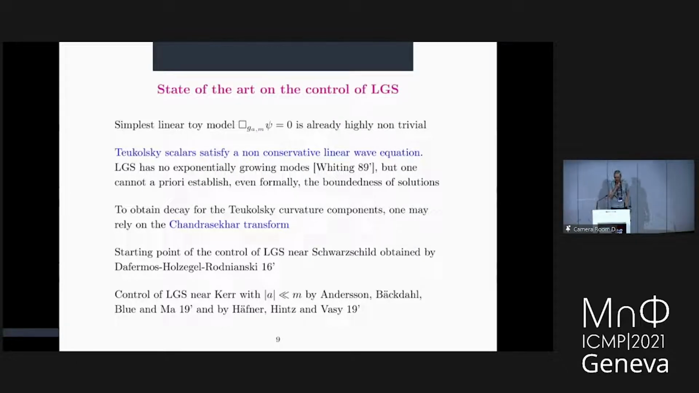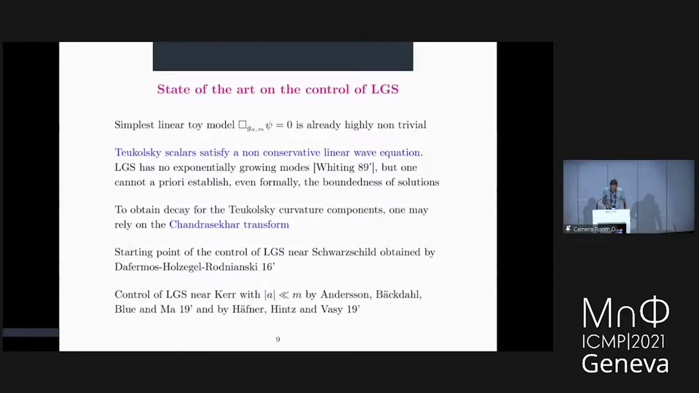Okay, so now having said that, let me come back to the linearized gravity system. And recall that we have these Teukolsky scalars. You want to control them, but they satisfy a non-conservative linear wave equation, which at first might be surprising because the Einstein equation derives from a Lagrangian, but these Teukolsky wave equations do not. And for this reason, Whiting, in his seminal work, could obtain that the linearized gravity system has no exponentially growing modes, which was already quite an achievement, but he could not a priori establish even formally the boundedness of solutions. And in fact, if you want to be relevant for the nonlinear problem, not only should you prove boundedness, but you should even prove decay, as I said before, and in fact quantitative decay.